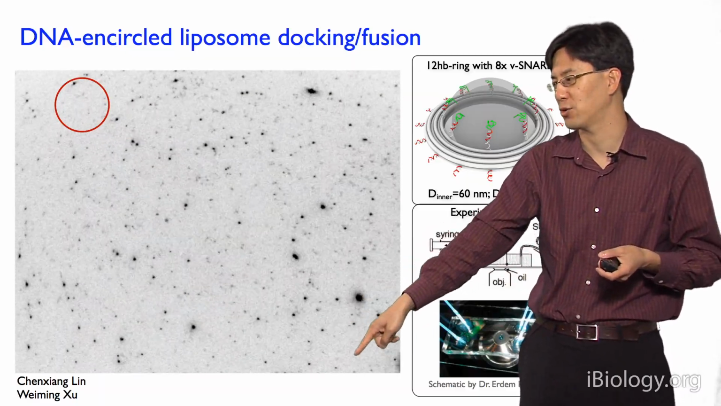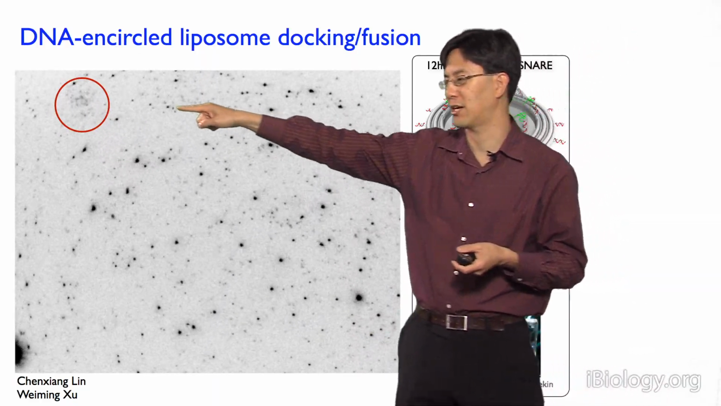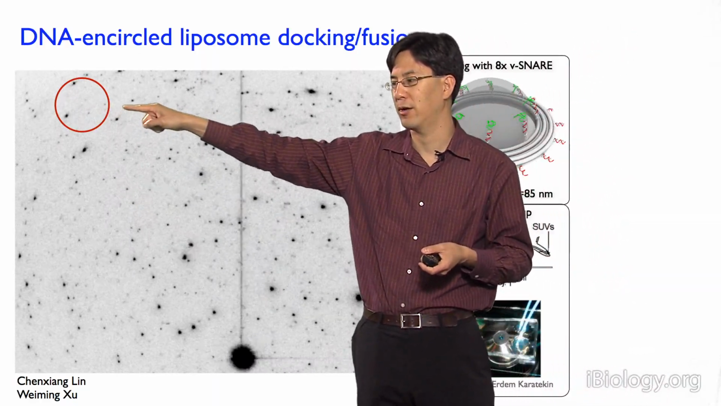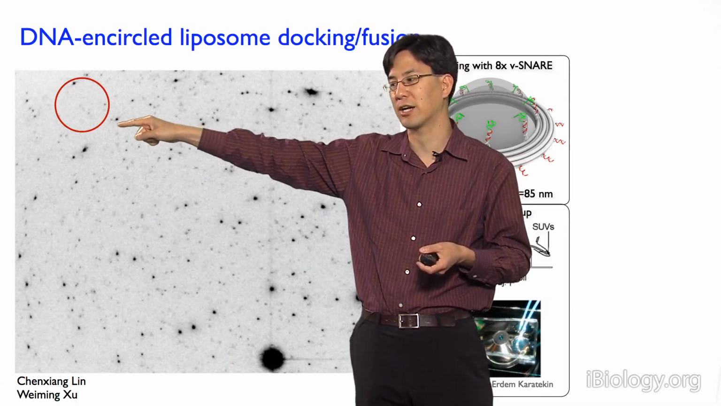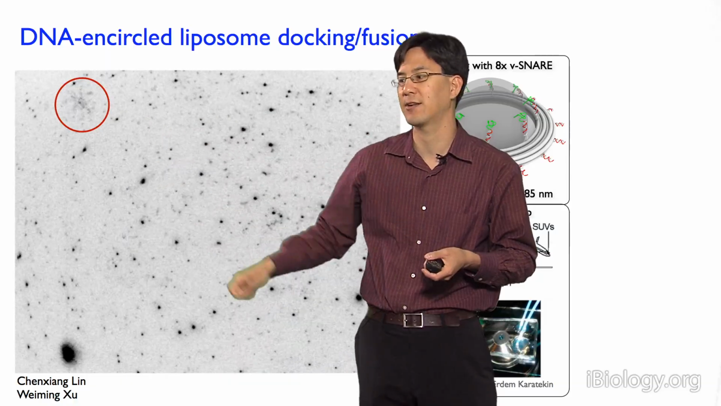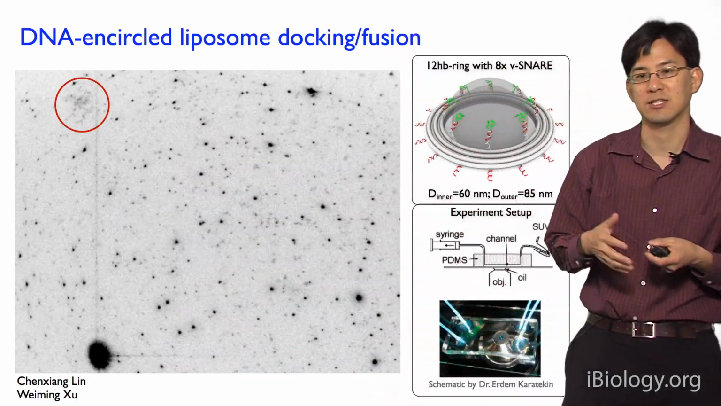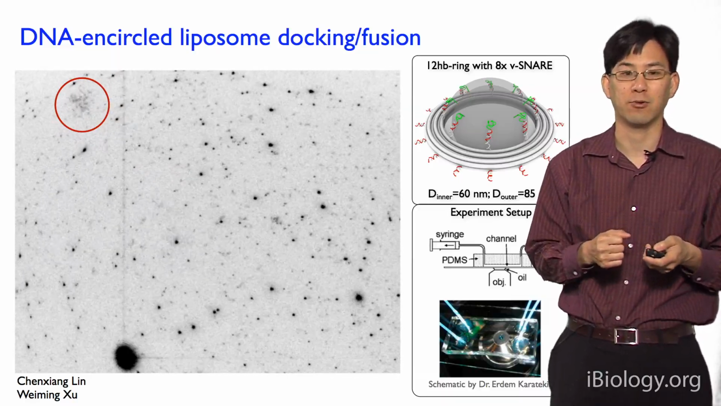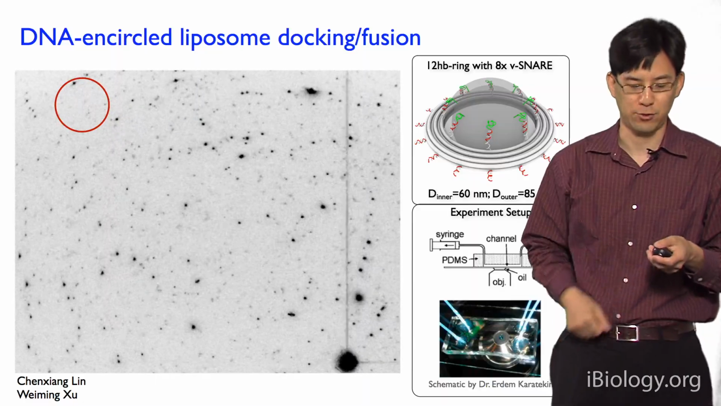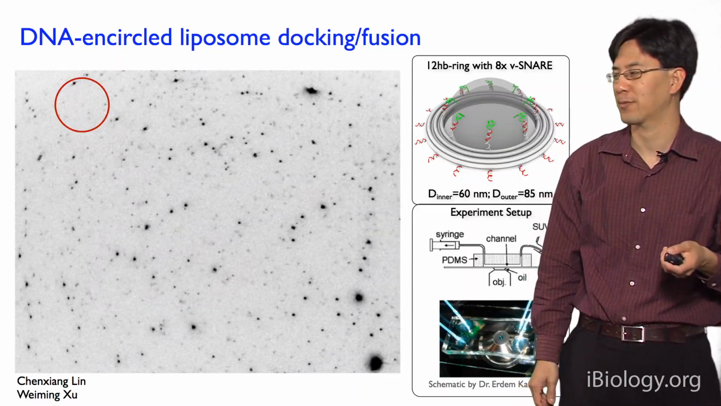Your eye might be drawn to this giant blob on the bottom, but I'd like you to try to ignore that. Instead, focus on this red circle here, where you can see it's on a loop. You can see a vesicle docking, and shortly after docking, we get fusion. That's the kind of event that we're trying to score. So far, we're still in the process of trying to see whether or not our scaffolded DNA rings can actually increase the rate of liposome docking and fusion. Hopefully we'll be able to make some progress on that for the next lecture.